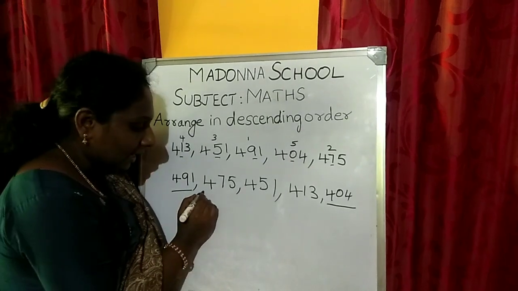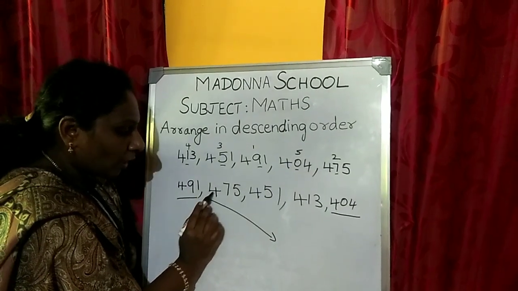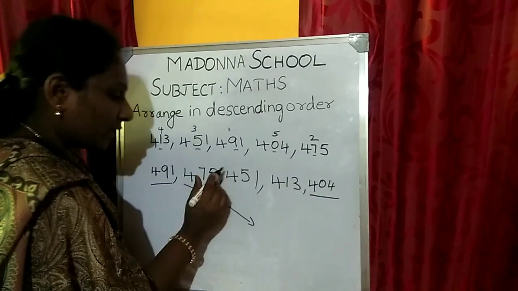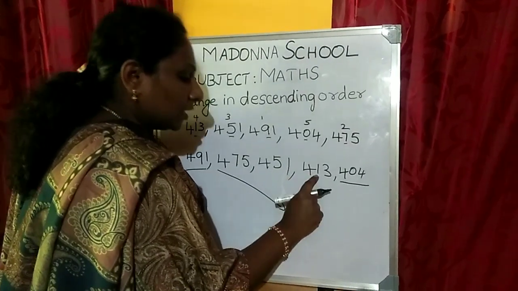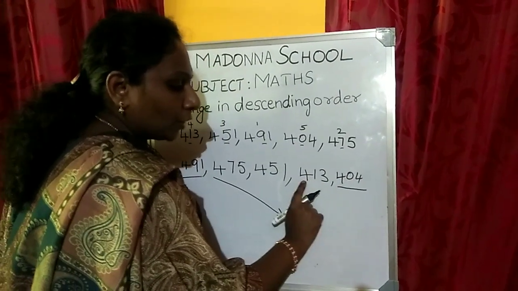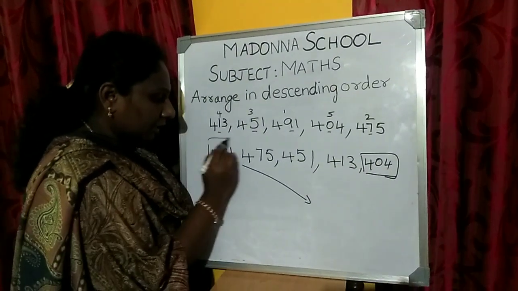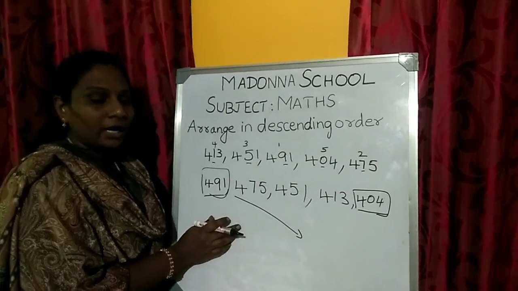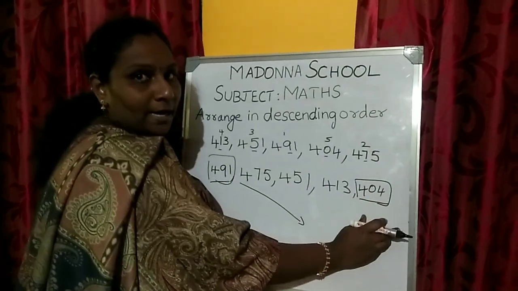So the biggest number is 491 and the smallest number is 404. Okay, it is in the decreasing order, where 475 is smaller than 491 and 451 is smaller than 475. 413 is smaller than 451 and 404 is smaller than 413. So 404 is the smallest number and 491 is the biggest number. It is in descending order. Descending order, how do we have to arrange, children? We have to write from the biggest number to the smallest number.